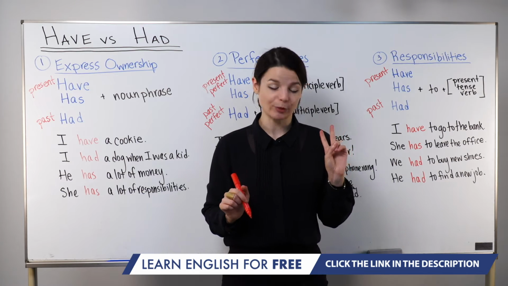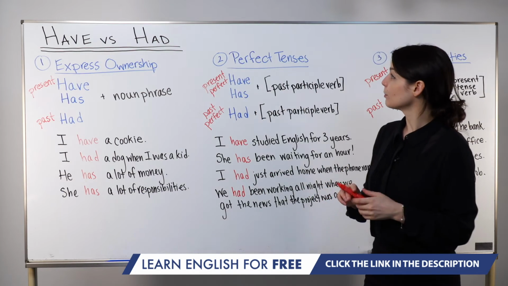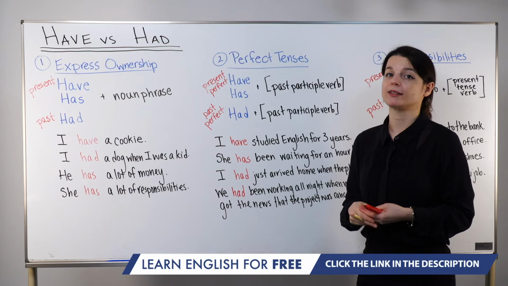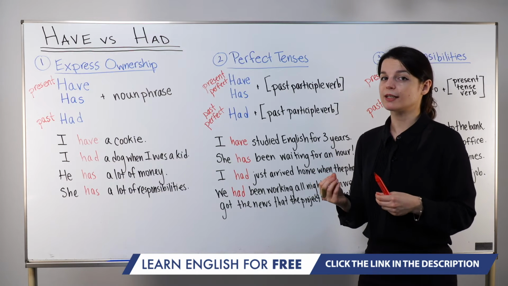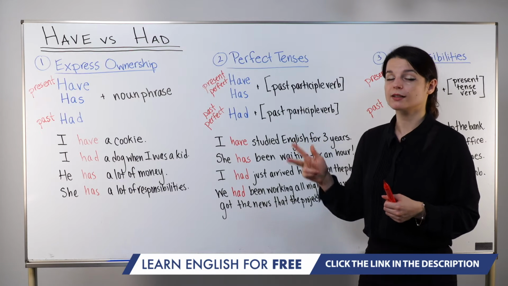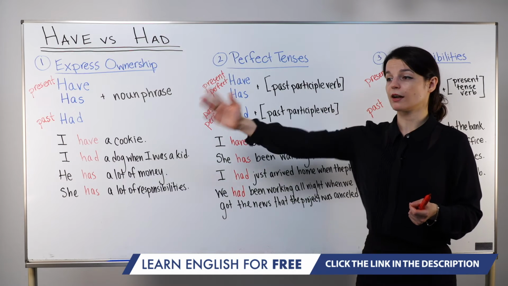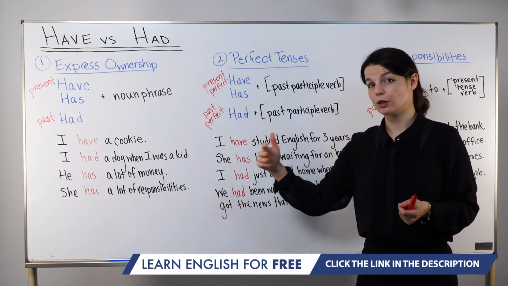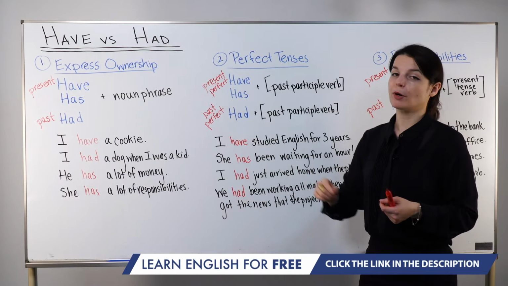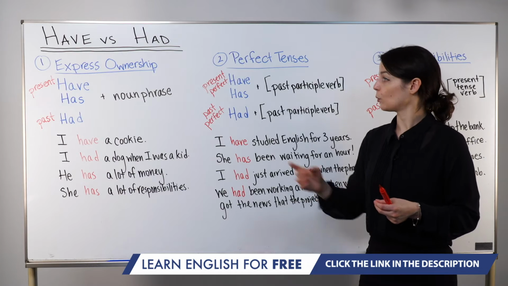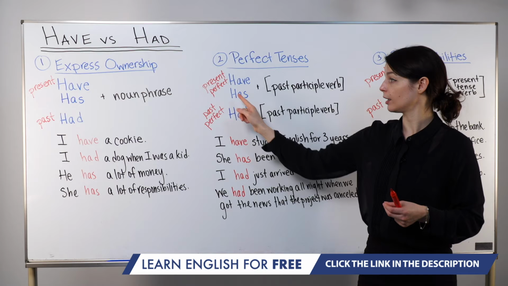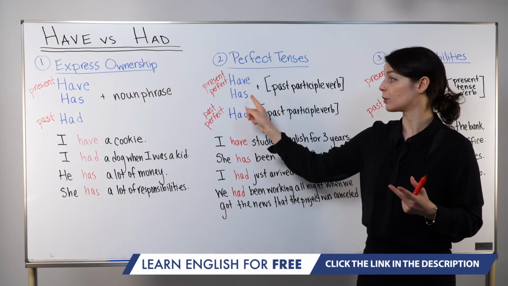Let's move on to point number 2 for this lesson. Point number 2, we use have and had to make the perfect tenses. We can use present perfect tense, past perfect tense, future perfect tense to talk about actions that started in the past and continued until a certain point in time. So when we make present perfect tense sentences, we use have, or again has. It follows the same rule as over here. If the subject is she, he, or it, we use has.